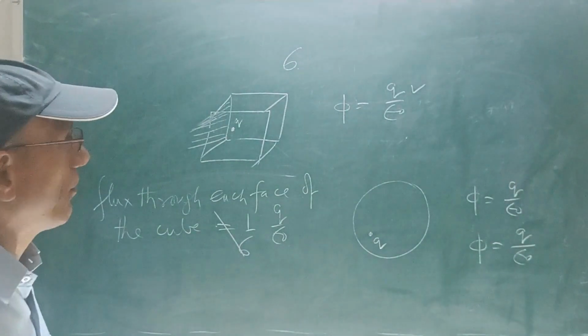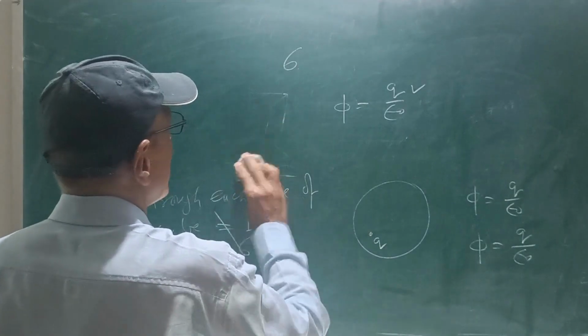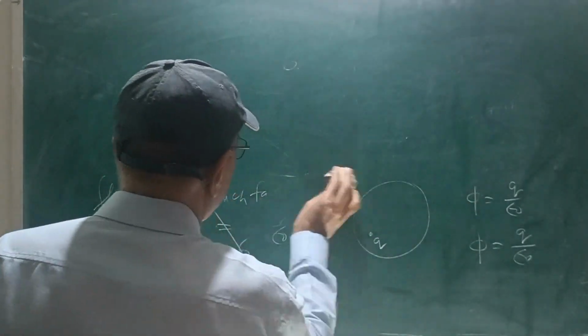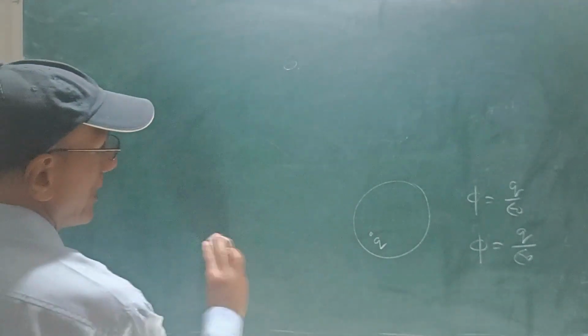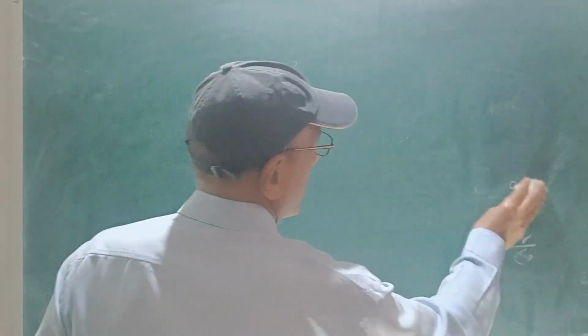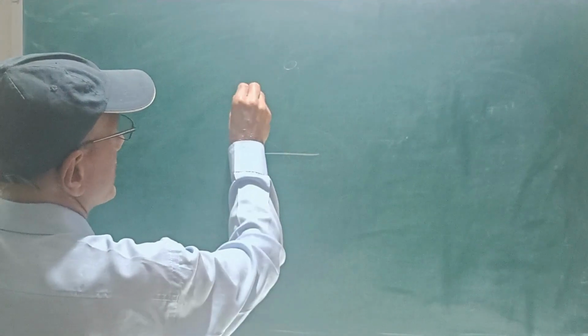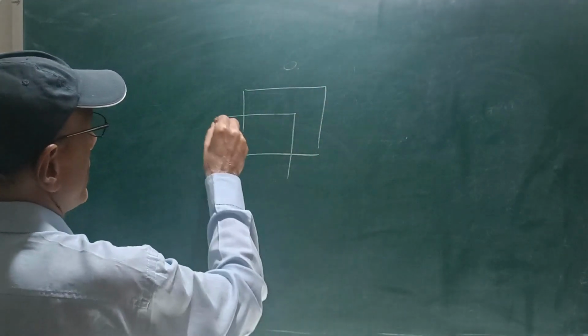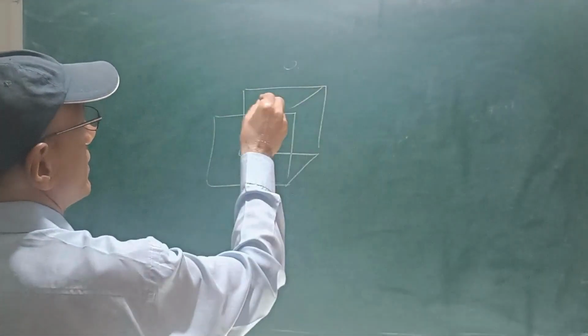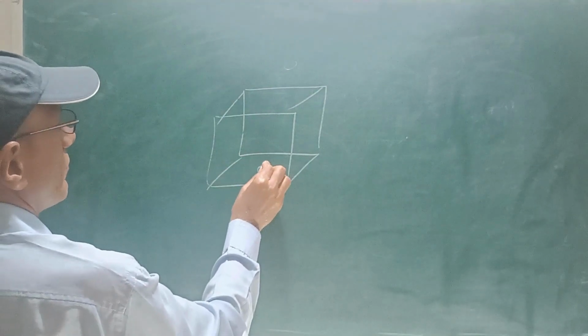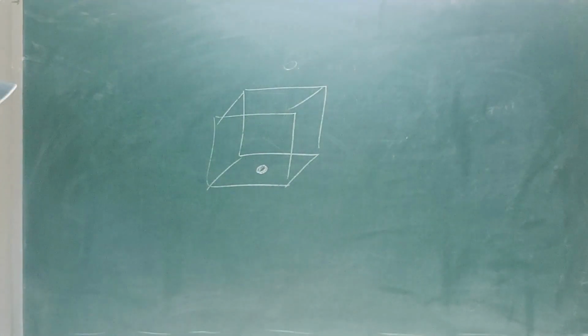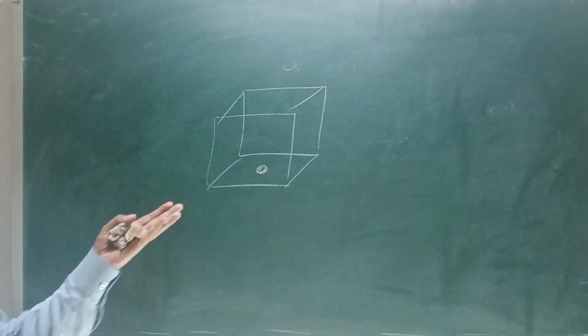Okay. Now next, if we keep the charge at one of the faces, then how much flux will be passing through this cube?